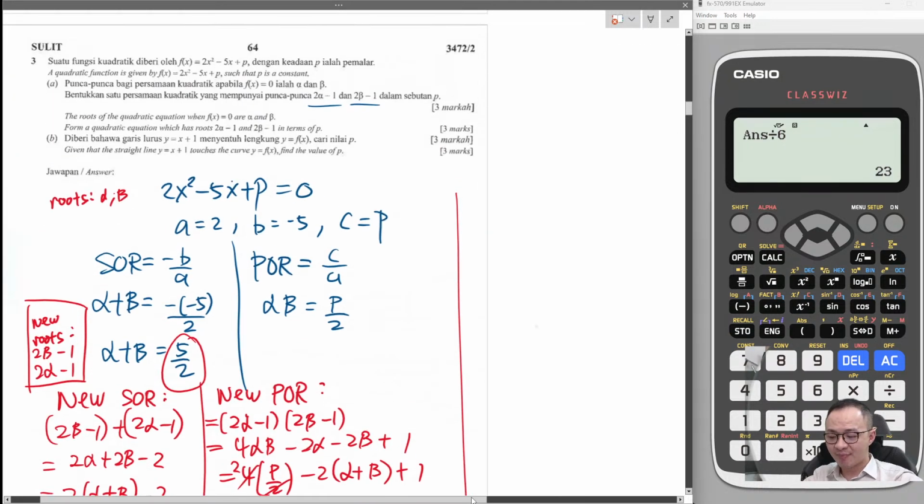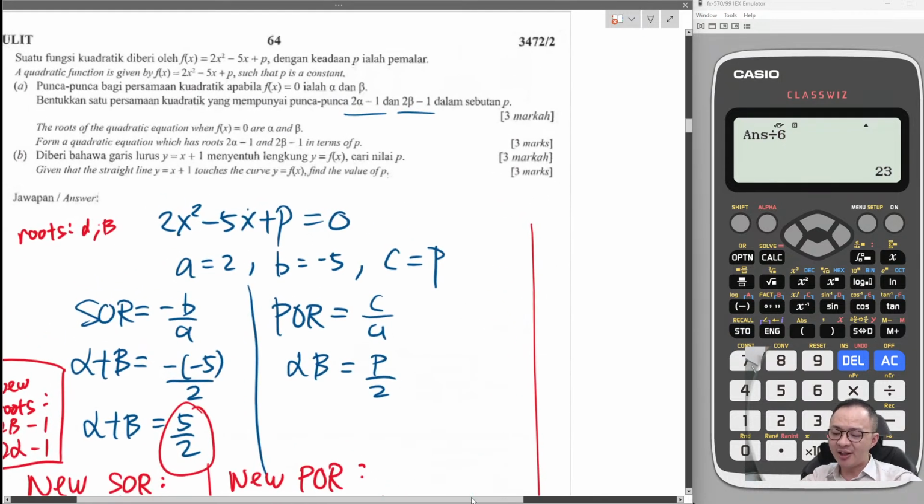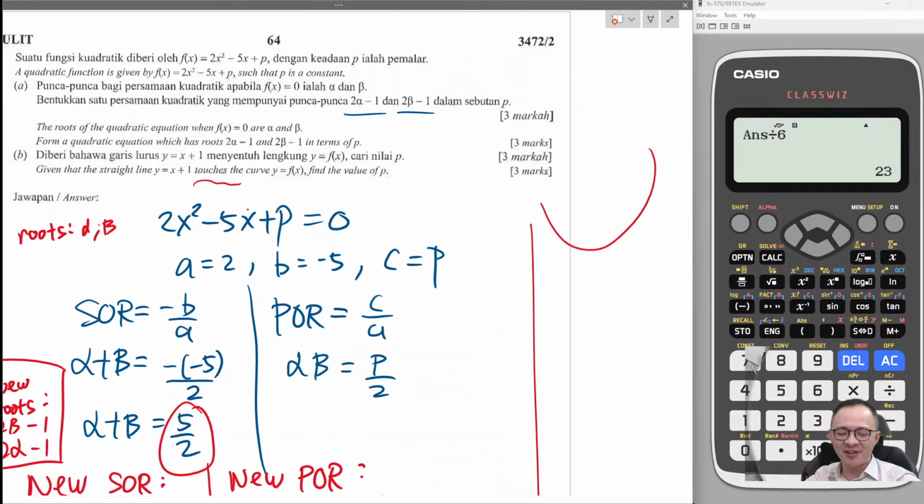Okay, for part B, given that the straight line x plus 1 touches the curve. Yeah, these words, I don't know, is it touch? Okay, my first feeling, maybe touch is another word to call tangent. Is it? They say touch. Okay, I think that means the straight line is tangent to the curve.